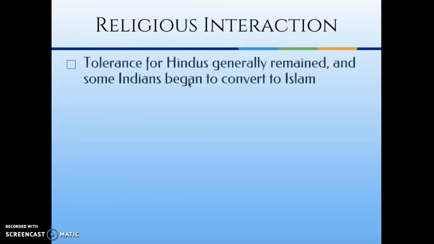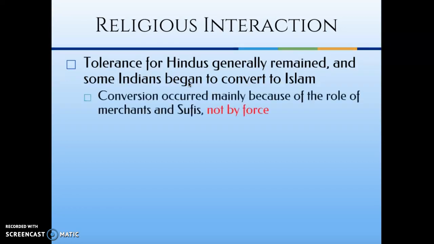Okay, so how do these religions that are so different interact? As we saw, the Hindus become people of the book. However, some Indians begin to convert to Islam. And remember, it's encouraged usually by the merchants and the Sufis, and not by force, not by the sword.